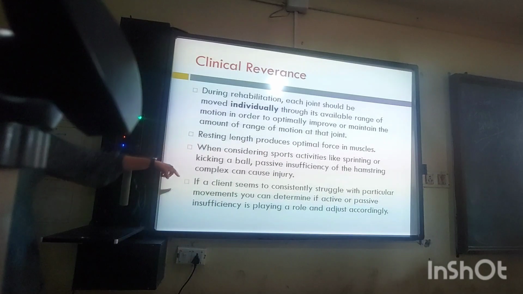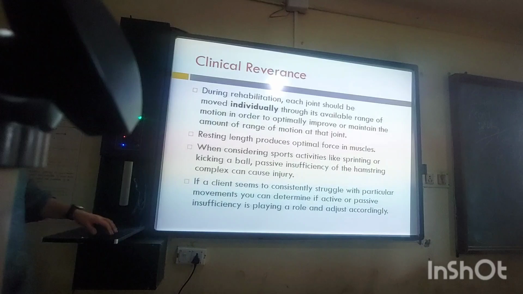Certain kinds of injury can happen if the two-joint muscles are not properly lengthened and the optimum length is not maintained. If it is not maintained, there are more chances of getting injury. Fine. If the client consistently struggles with a particular movement, you can determine if active or passive insufficiency is playing a role and adjust accordingly.